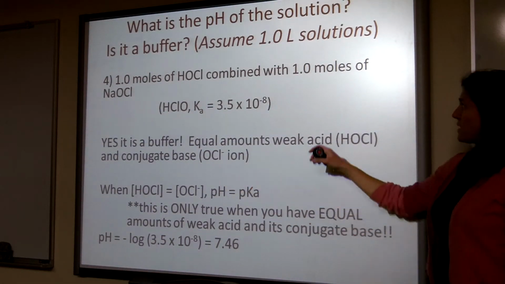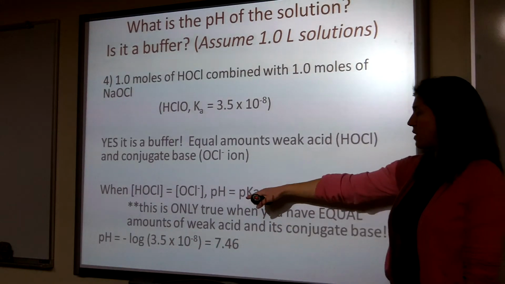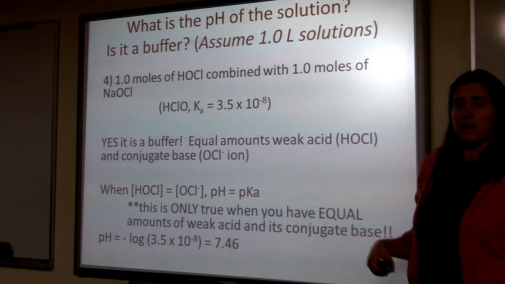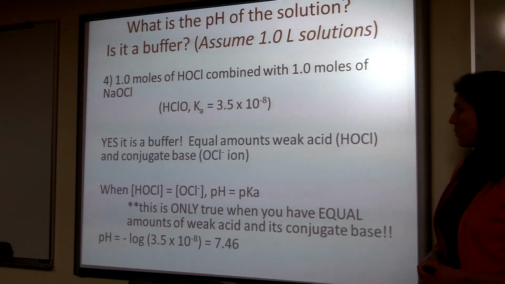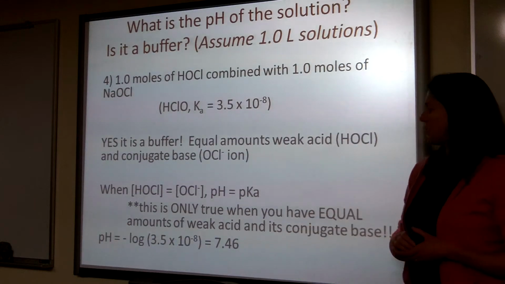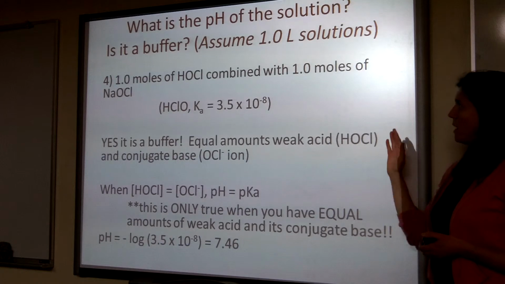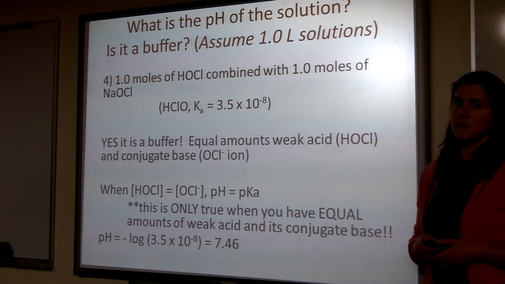And since they are present in equal amounts, we have 1 mole of each, then pH is going to equal pKa. So finding the pH here is relatively straightforward. We just take the negative log of the Ka value, and you'll find that the pH is 7.46. And again, this is only true because we have equal amounts of weak acid and its conjugate base present in your solution.